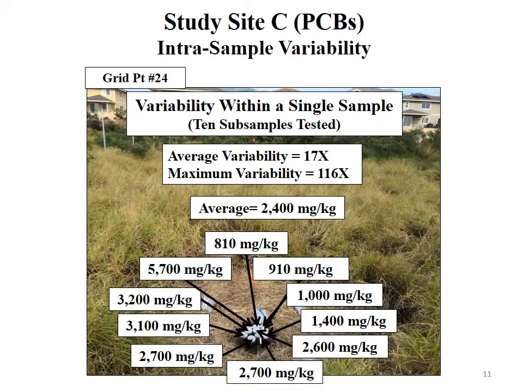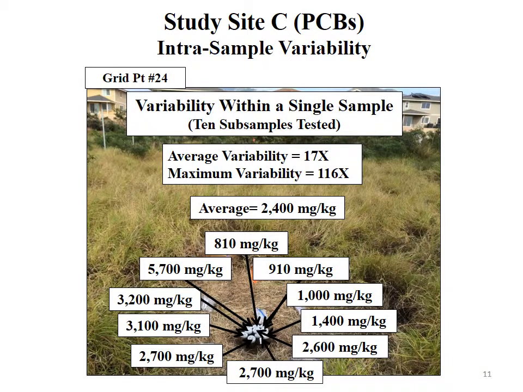In this case, we tested one sample 10 times. You see the range in PCB concentrations within the sample, with a low of 810 ppm and a high of 5700 ppm. So this is within a single sample, almost an order of magnitude.